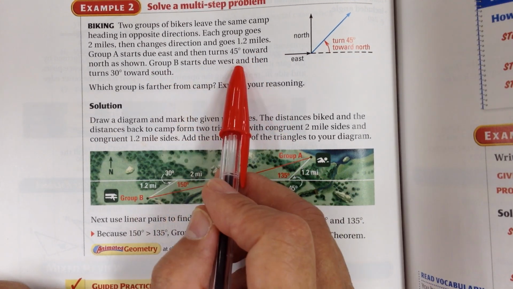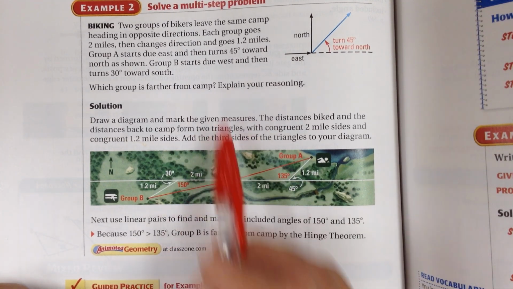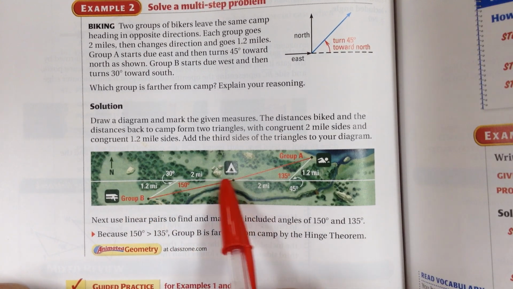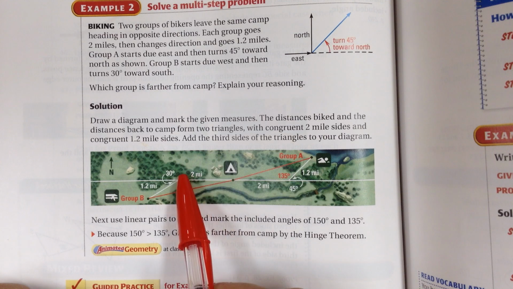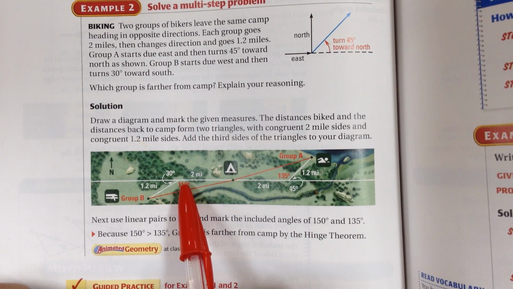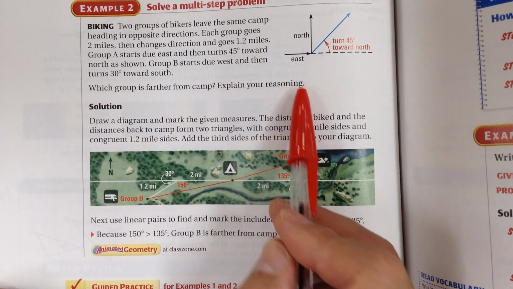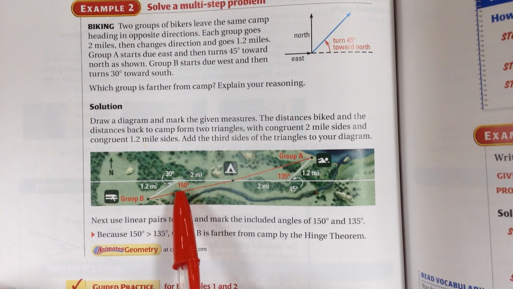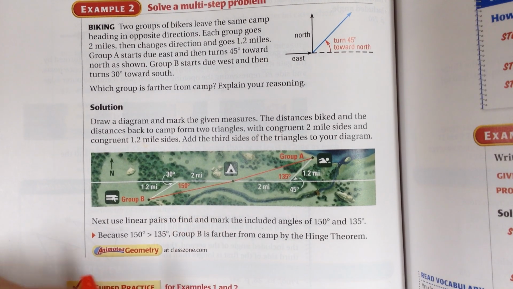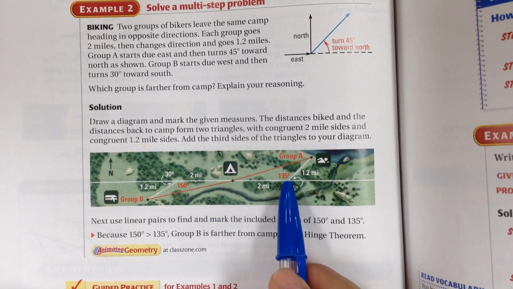Group B goes due west. Again, you have to know your directions, right? Up is north, so north, east, south, west. The other group heads southwest for 2 miles, and it turns 30 degrees. So this would be 150 degrees. Now, which group is further from the camp? Explain your reasoning. The reasoning would be that this group would be further from the camp because 150 degrees is greater than 135 degrees.